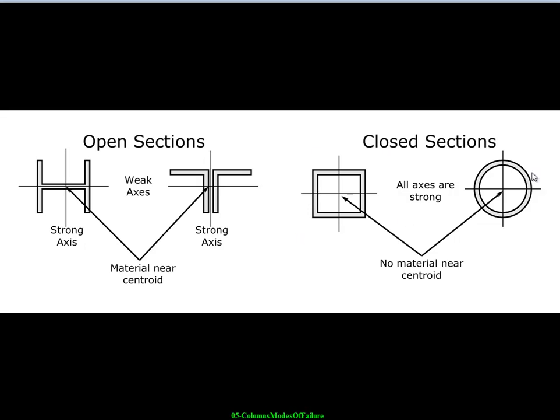This is how we get a lot of breadth, by getting all the material away from the neutral axis, either this neutral axis or that one. On the other hand, open sections like wide flanges and angles are less expensive to manufacture.